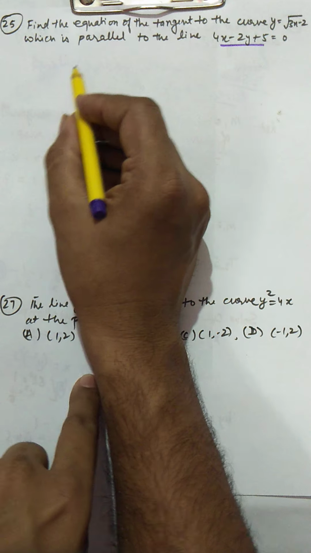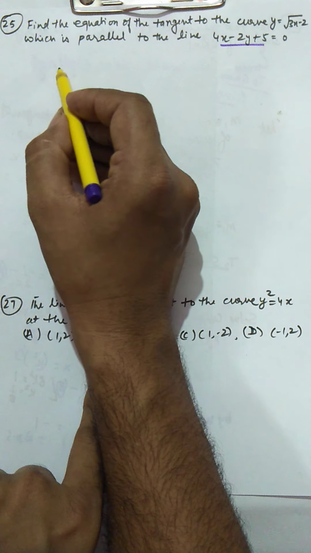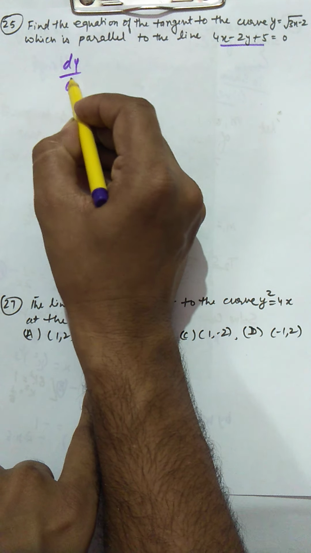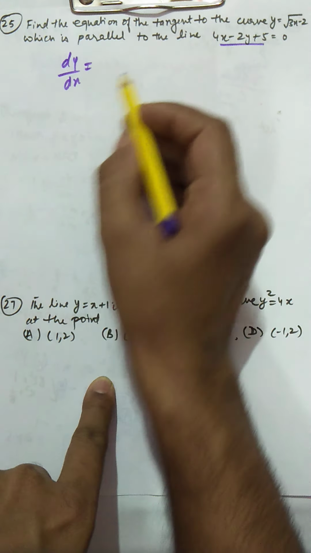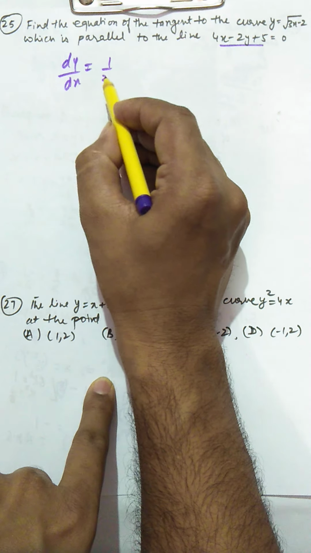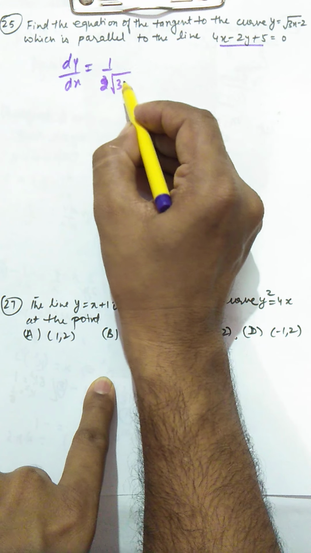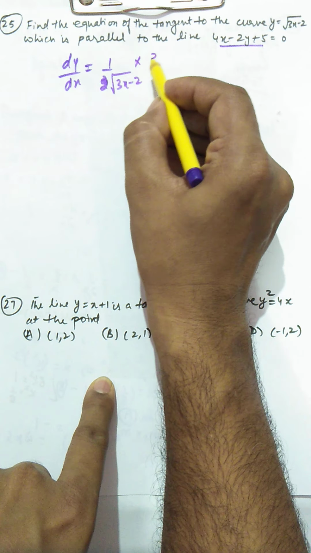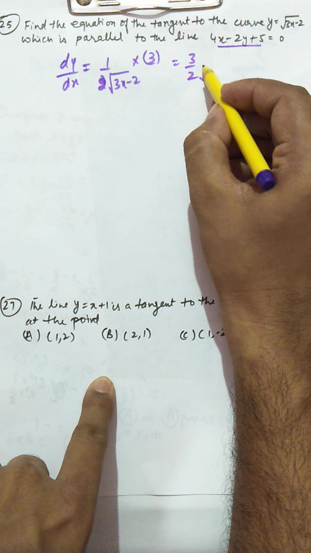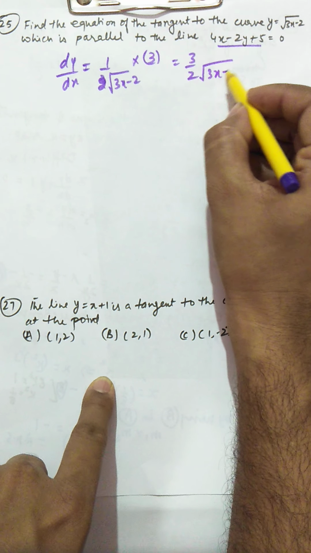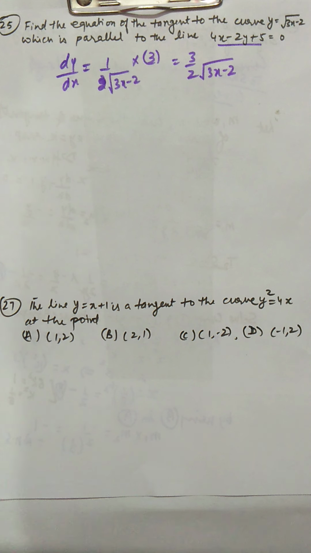So why are we given this? Because we can find the slope. So dy by dx, we'll do the differentiation of this curve. We'll get 1 upon 2 root 3x minus 2, into 3. So this is now 3 by 2 root 3x minus 2.